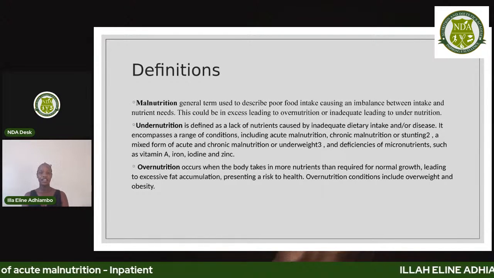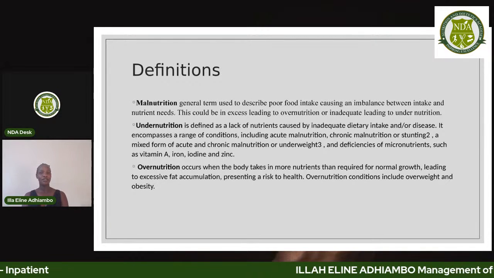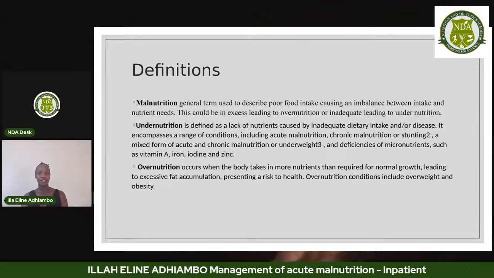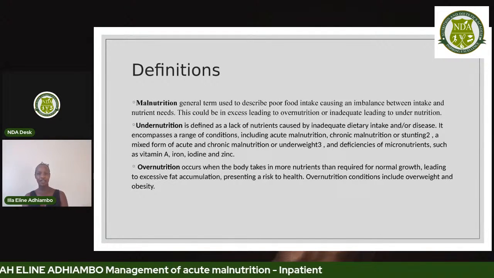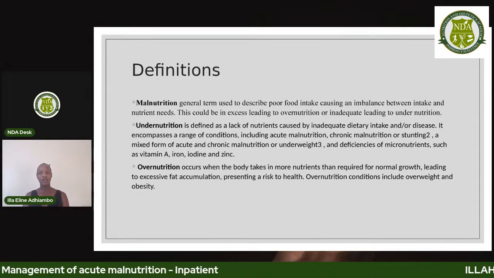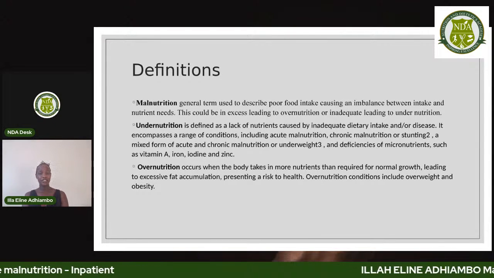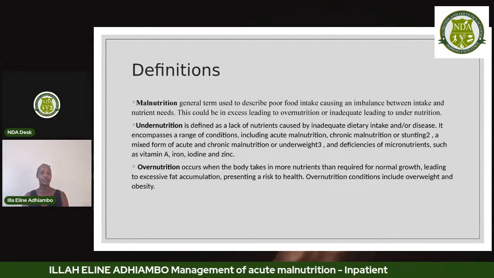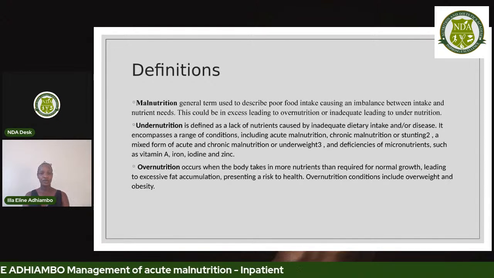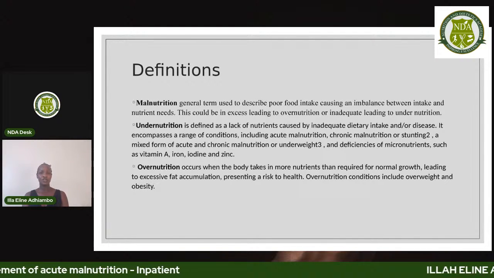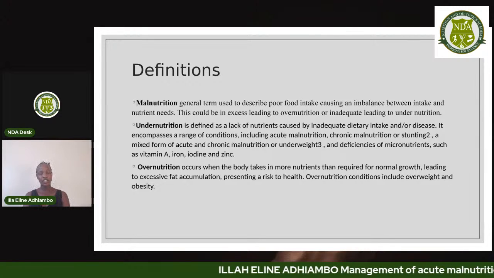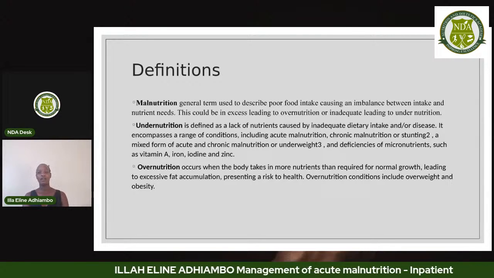Malnutrition generally describes poor food intake causing an imbalance in the nutrients in the body. It could be in excess or inadequate. So you have overnutrition or undernutrition. Undernutrition is when there is lack or inadequate dietary intake, which could be due to diseases or due to pre-existing conditions. It could be due to poor intake.